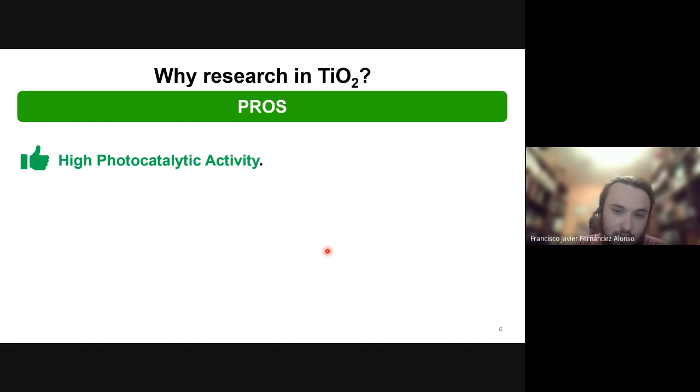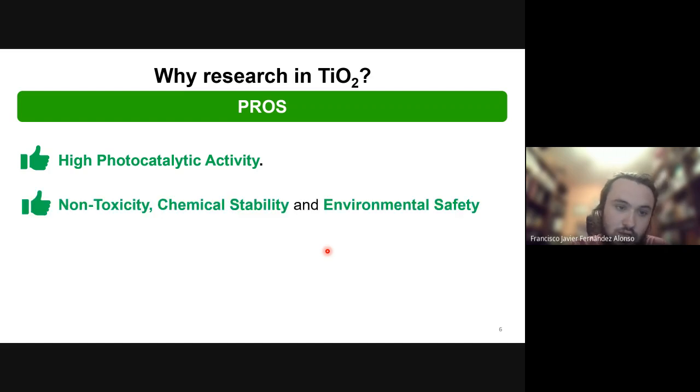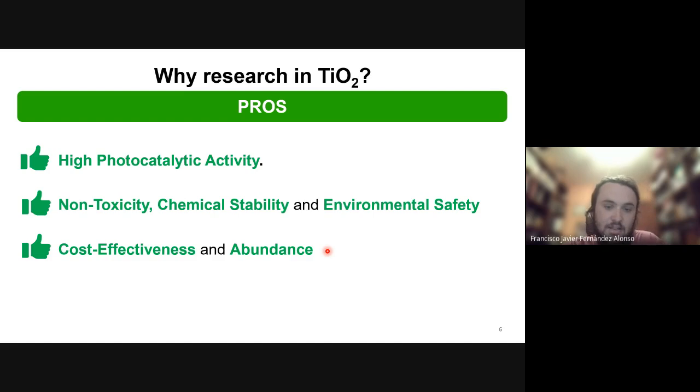And this is mainly because it has a very high ability to generate reactive oxygen species that can contribute to the photodegradation of organic pollutants in water. Also, it's non-toxic. It's very chemically stable, and also it's very environmentally safe. And also it is quite cheap compared to other photocatalytic materials and quite abundant.